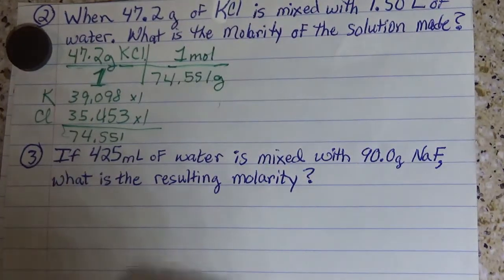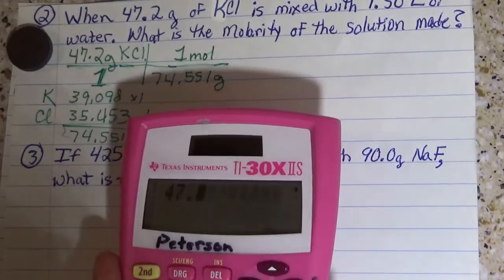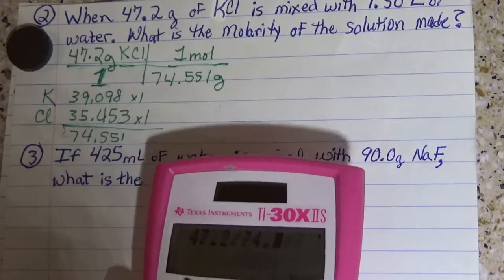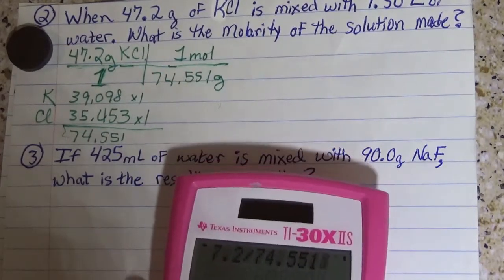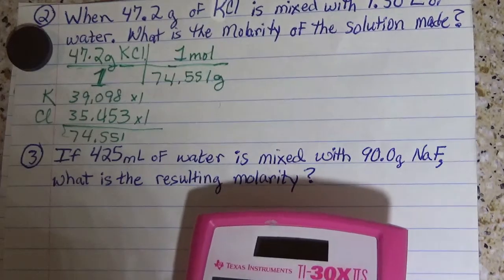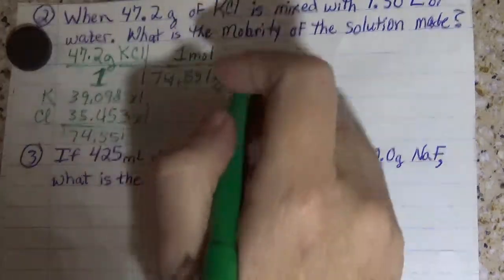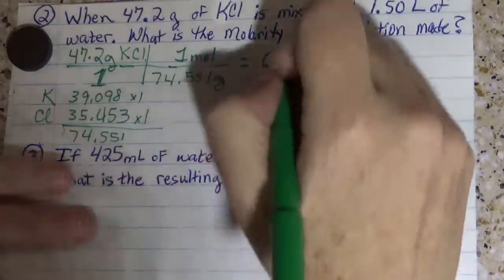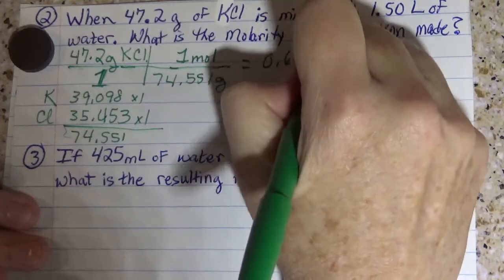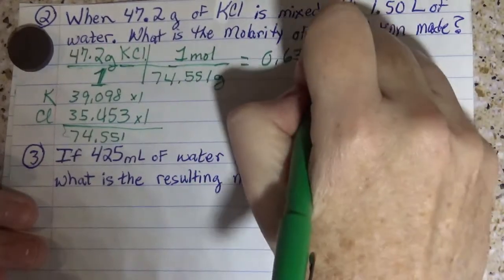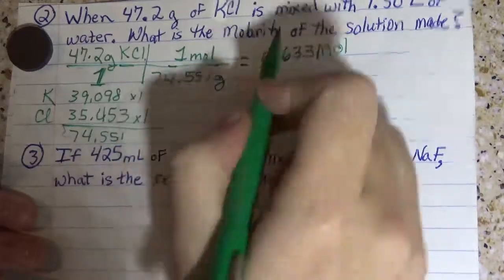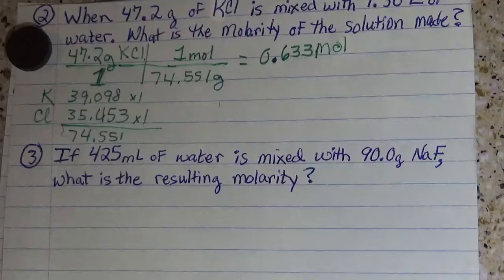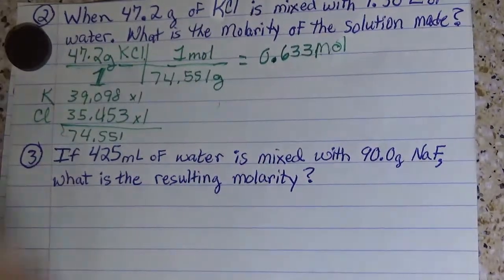So if we take the 47.2 and divide by 74.551, it says 0.6331. So we know that's 0.6331. Actually, we can just erase that and make it moles, because the 1 will not make the 3 round up. Now let's see if we can find the molarity of the solution.